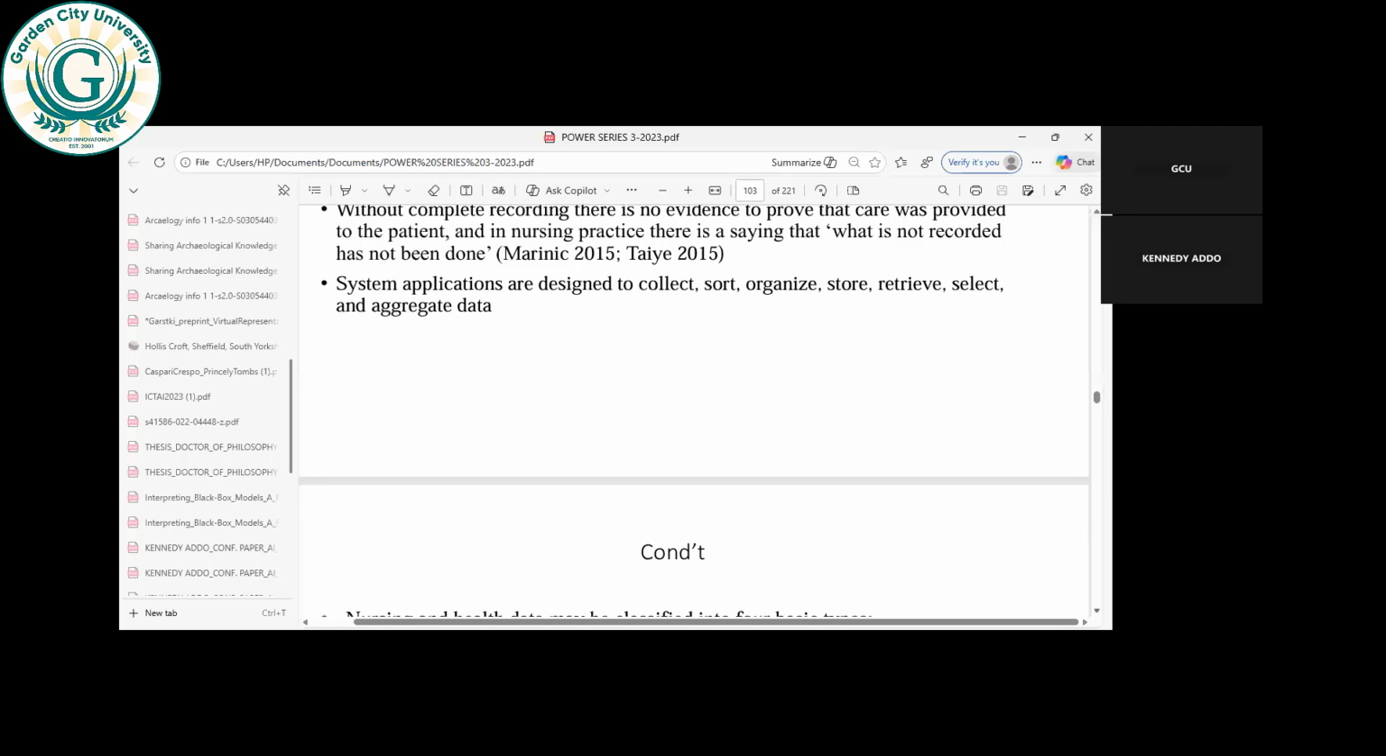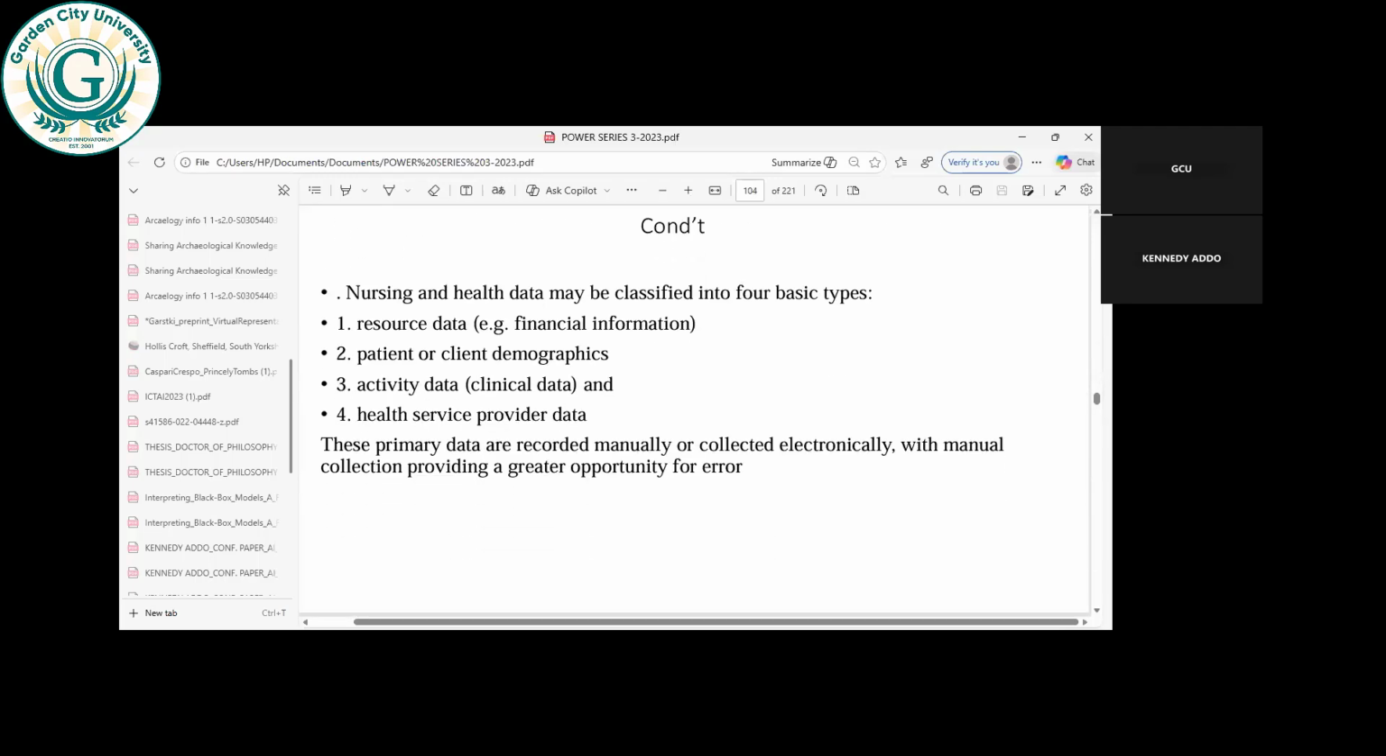Okay. Nursing and healthcare data may be classified into four basic types.